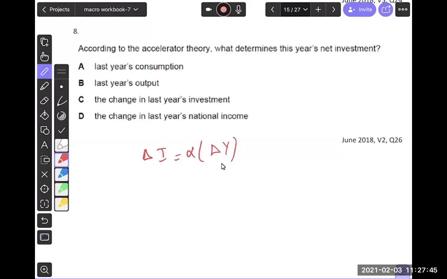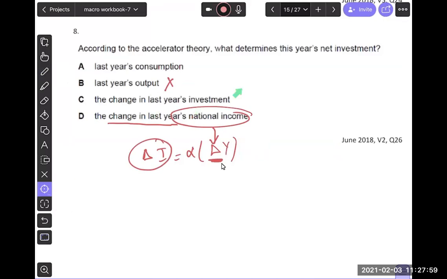It is D. Why? Because change in last year's national income is more, you need I to go up. Remember, it can't be output, it's a change in Y. It can't be investment because, according to the accelerator theory, investment is dependent on change in GDP. And remember, it's not change in GDP alone. If GDP is increasing at an increasing rate, that's when you will see I change.